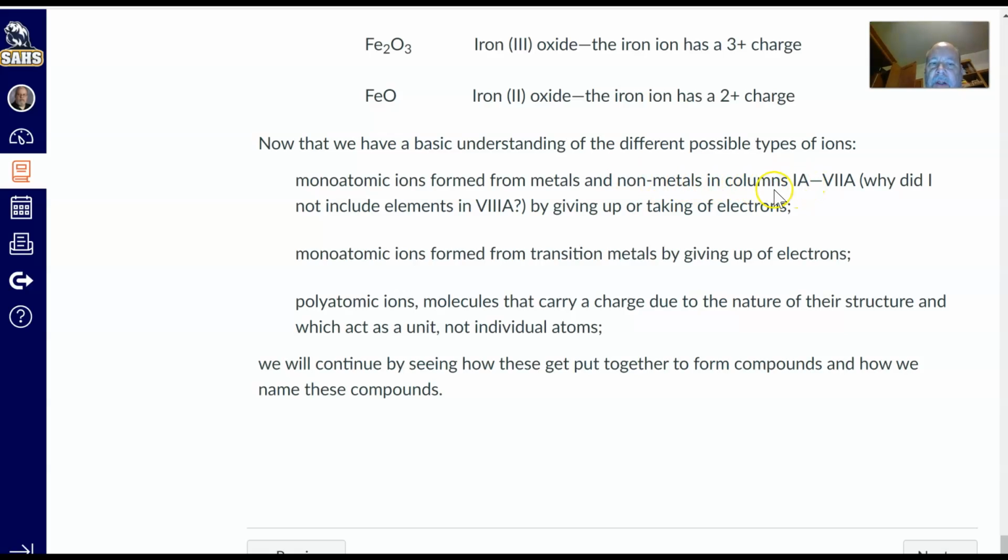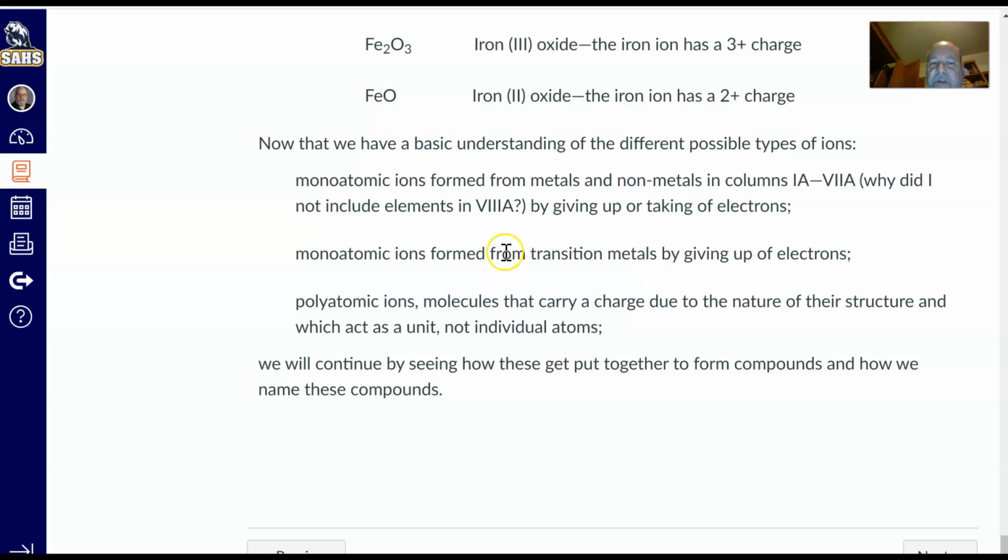Okay, so metals and nonmetals in columns 1A, and we have that table that shows if I'm in column 1A, I give up 1. I have 1 valence electron. I give up 1 electron. If I'm in column 5A and I'm a metal, I give up 5 valence electrons, and I have a 5+ charge. Or if I'm in column 7A and I'm a nonmetal, I take 1 electron. So we've got those monoatomic ions, those elements.